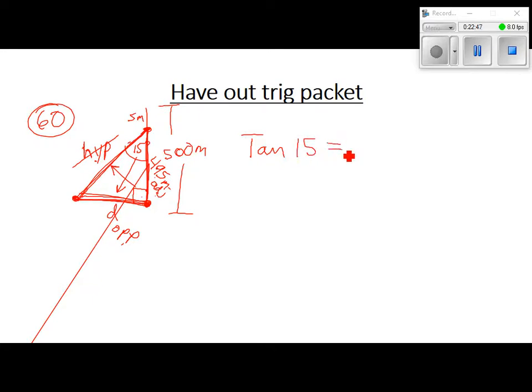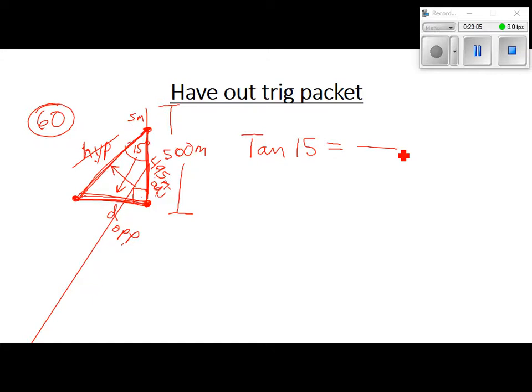Equals, you got to be able to set this up. You got to be able to do this. All right? We went over about 5 problems now, and you guys still aren't setting up the equations, right? Because you're paying attention about half the time. Tangent 15 equals something over something. What over what? 495 over D. 495 over D. Everybody agree with that?